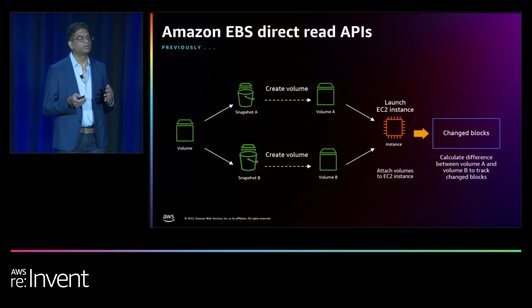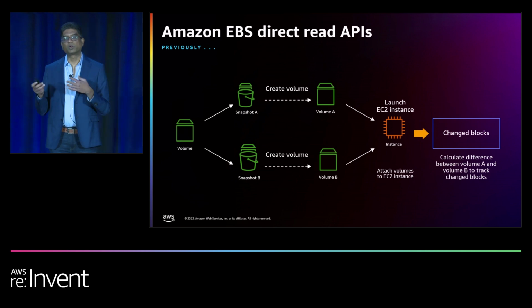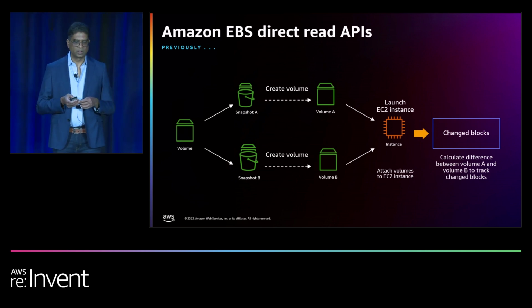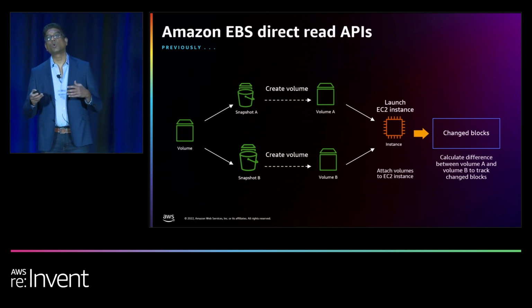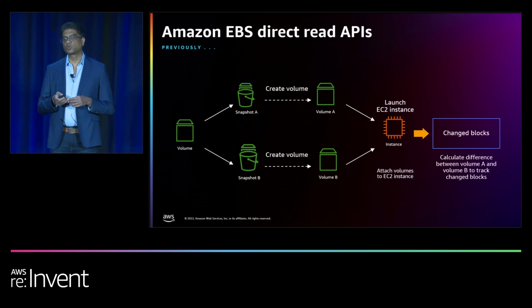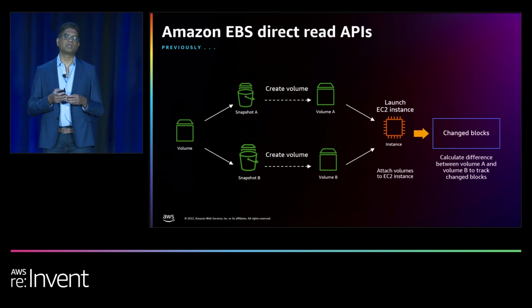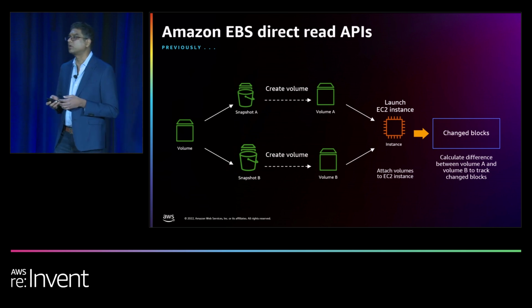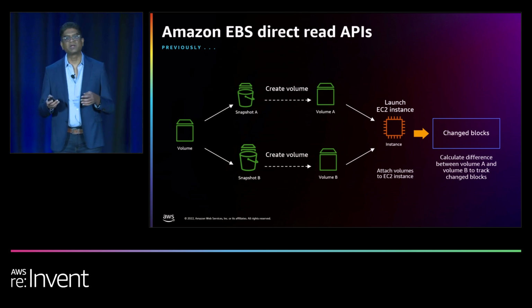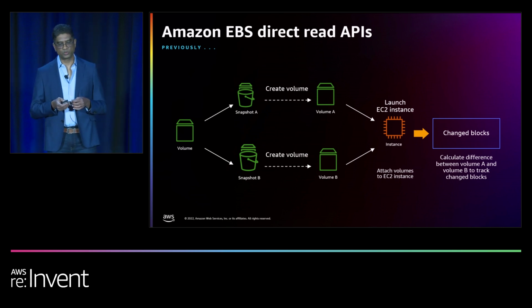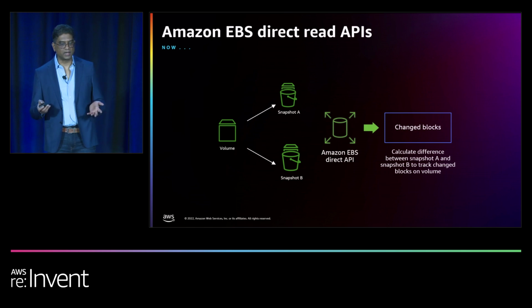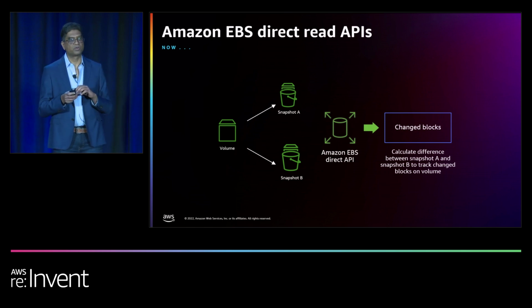Now let's take a look at the read APIs and what customers tried to do before the existence of the read APIs. Let's say I have two snapshots, snapshot A and snapshot B, from a volume. If I needed to know what changed between these two snapshots, customers would create two other volumes, volume A and volume B, attach those volumes to an EC2 instance, and then write code or scripts to compare block by block just to figure out what changed between those two snapshots. So this was a pretty cumbersome and inefficient way for our customers and backup partners to figure out what changed between two snapshots. Now with the read APIs, all of that inefficient process and workflow is simply gone.